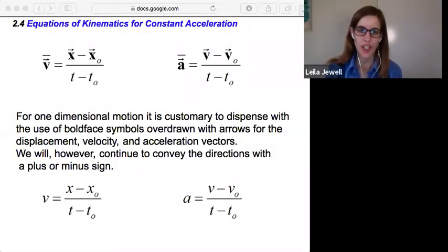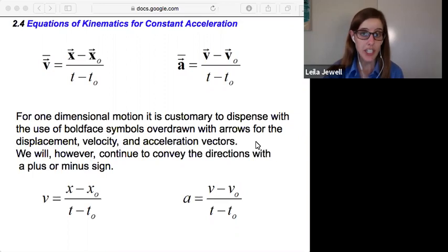Section 2.4, Equations of Kinematics of Motion for Constant Acceleration. So before we get into these key equations that are awesome super equations, we're first going to simplify our notation a bit. Since we're just dealing with one-dimensional motion, instead of writing these boldface V's and X's and A's and drawing in all these arrows on top, which is really tiresome, we often will just simplify to write a V without the average, without the arrow on top, without the boldface. So we're going to leave off all of that for the displacement, velocity, and acceleration arrows.